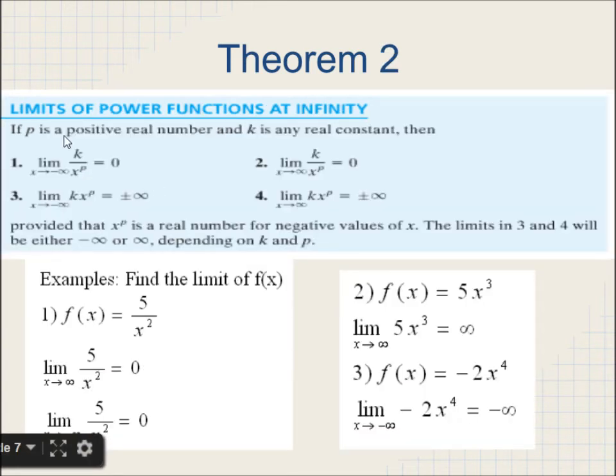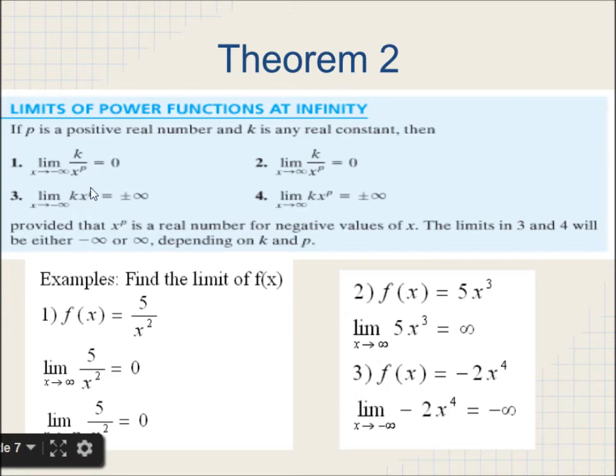So let's see theorem 2. Limit of power function at infinity. If p is a positive real number and k is any real constant, then the limit of k divided by x^p is equal to 0 as x approaches minus infinity. The second is k divided by x^p equal to 0 as x approaches infinity.